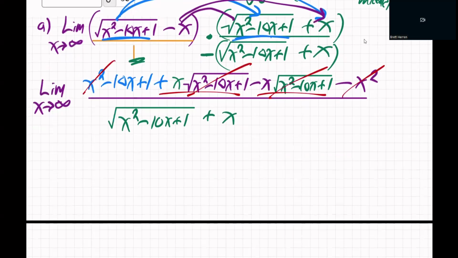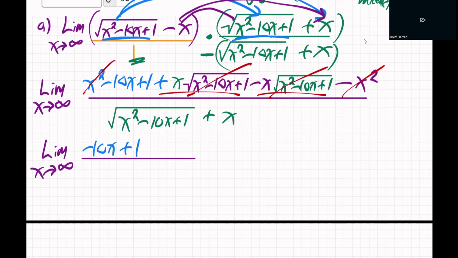So now we bring it on down. We have the limit as x goes to infinity of what? What's left? Minus 10x plus 1. Oh, that's it. That's super nice, isn't it? And on the bottom, we've got the square root of x squared minus 10x plus 1 plus x, right? Okay, now what can we do with that?